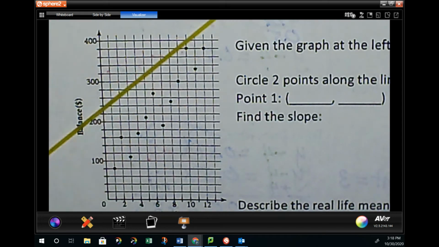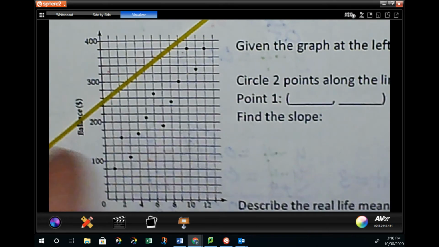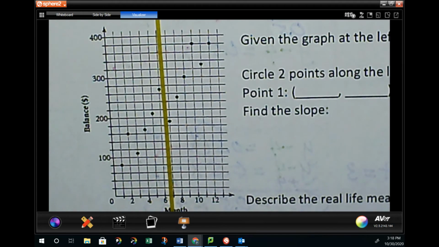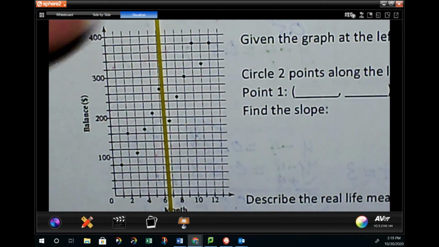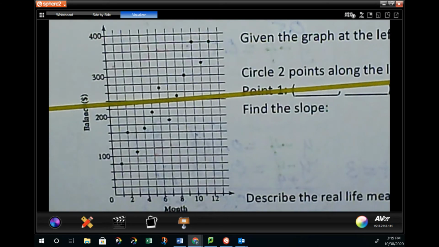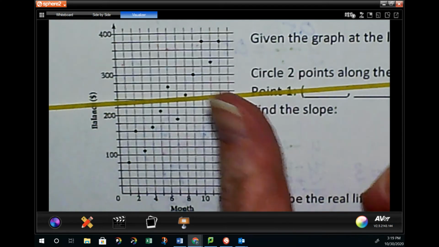What I like to use to do this is a little piece of spaghetti, because it has to follow the trend. If I look at this, that's not following the trend, but it does split my points in half. However, it is not following the trend. Then I go this way, and I've got about half the points, but it's still not following the trend.